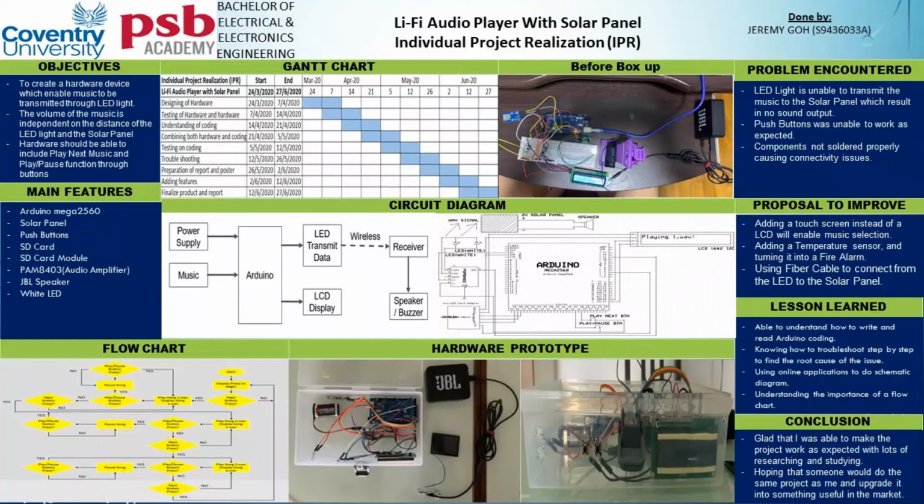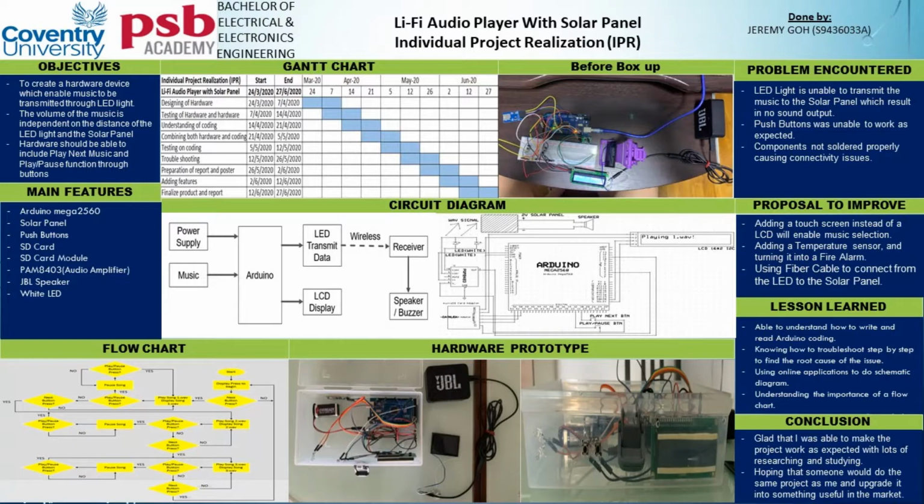Thank you. Okay, so my main features: I'll be using Arduino Mega 2560, solar panel, push buttons, SD card module, SD card as well, PAM8403, which is a 3-watt audio amplifier, a JBL speaker, and 2 white LEDs. So let us have a closer look at the flowchart. Okay, so basically we'll have a start, which means I connected the Arduino to my 5-volt. So it will display press to begin.